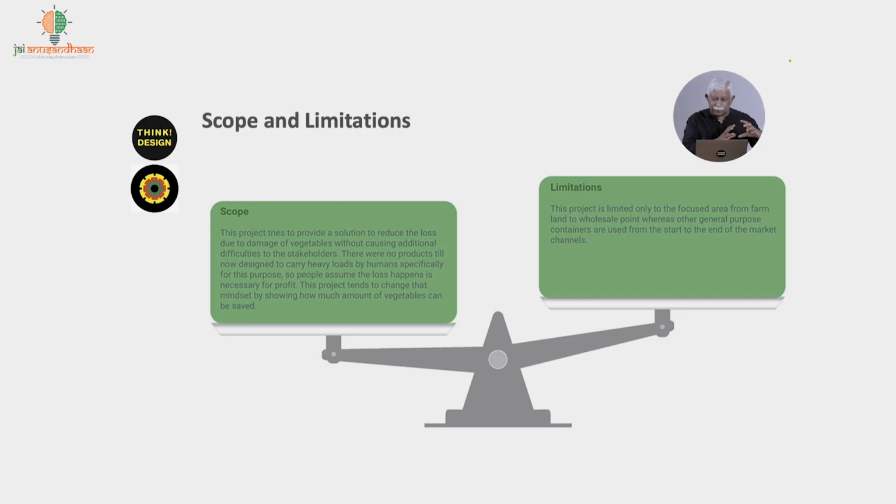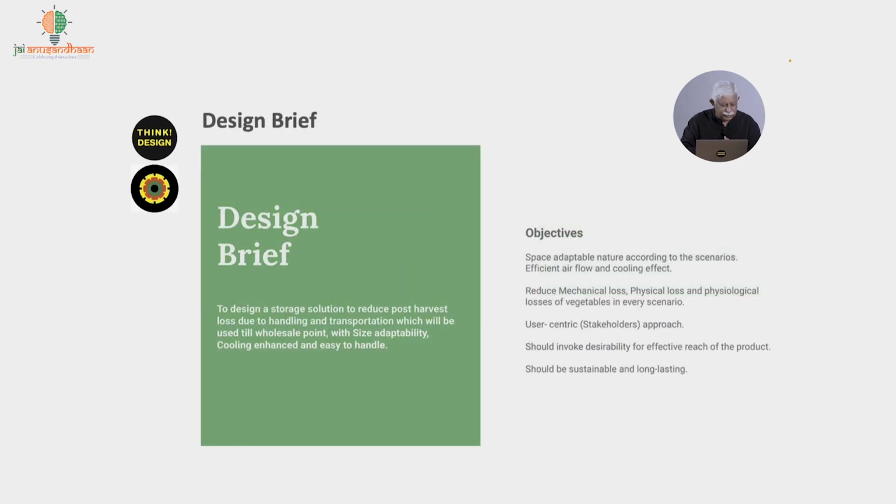If you look at the scope, there were a lot of interventions one could do to actually preserve the vegetables. Limitations, because you still have to go with the existing system, that is the limitation. So with that, the design brief was done again. This is like actually reframing the question again.